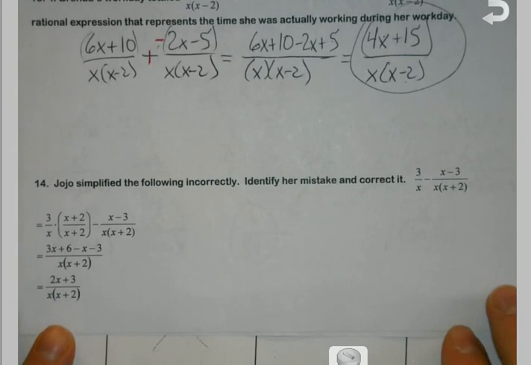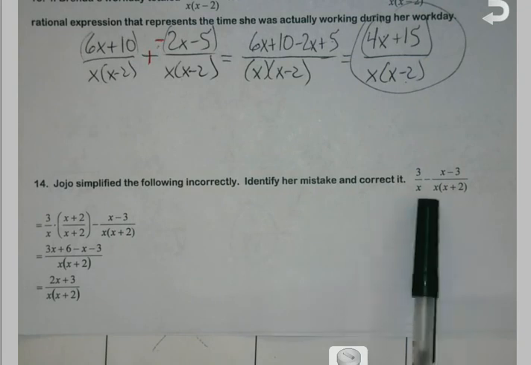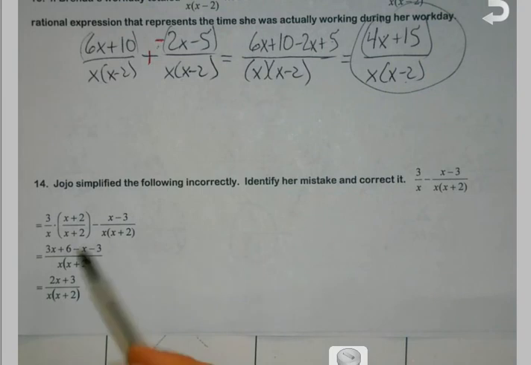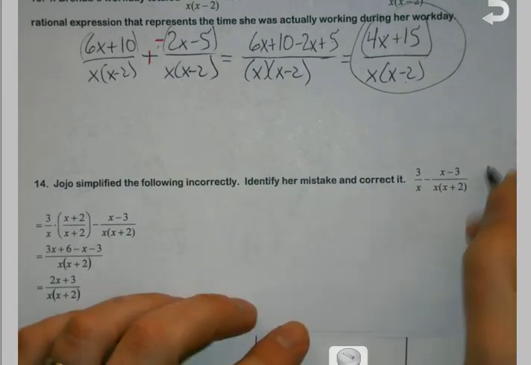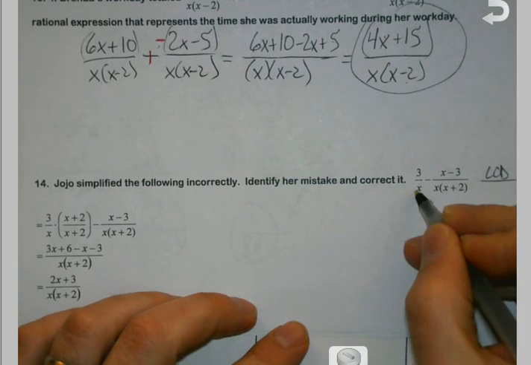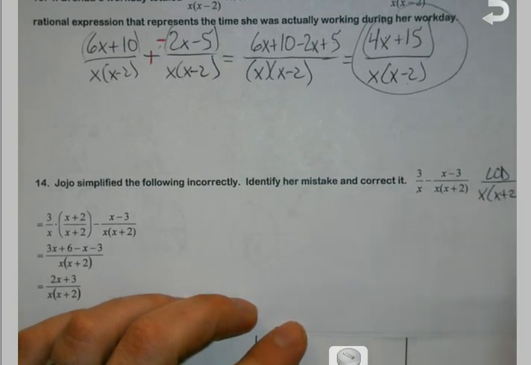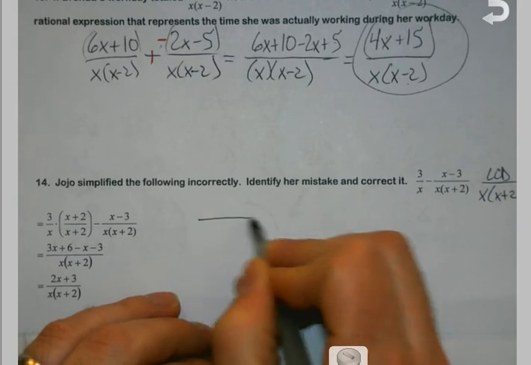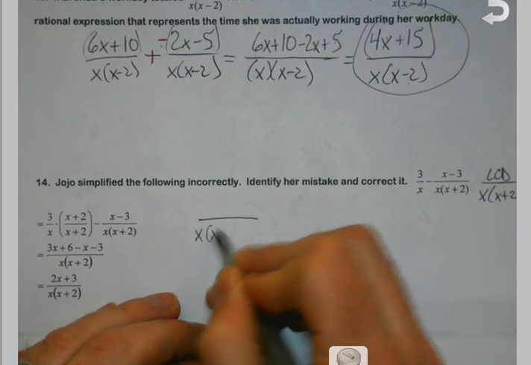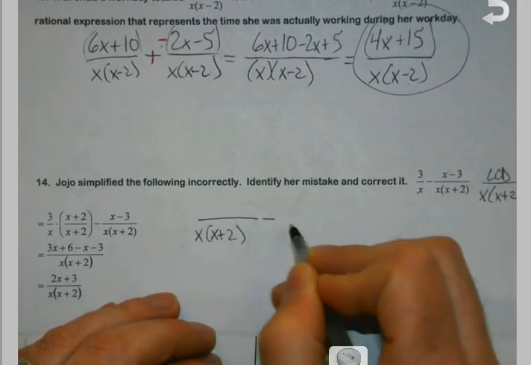Last one. Jojo simplified the following incorrectly. Identify your mistake and correct it. Now, if you wanted to on this, you could just run this problem yourself on the side and then see where the problem is and be like, oh, it's this. Probably what I would suggest doing, because Jojo seemed to do it a little bit differently than we do it in class. So I look and I'm like, okay, my LCD, I have my variable term, and I have a set of parentheses. So let's see if I do it next to Jojo's here.